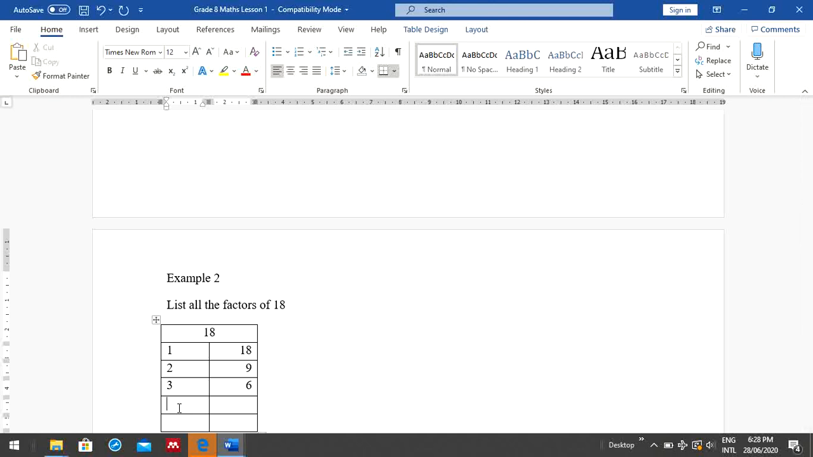All right, what about 5? What about 6? If you put in 6, we are just going to get 3, so we are repeating ourselves. 7, no. 8, no. 9, yes, 2 times, and 10 cannot, so we stop right there. So these are the factors of 18.